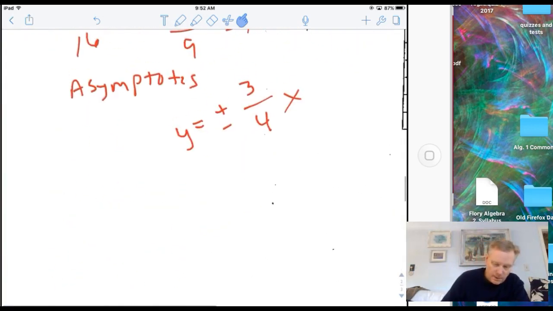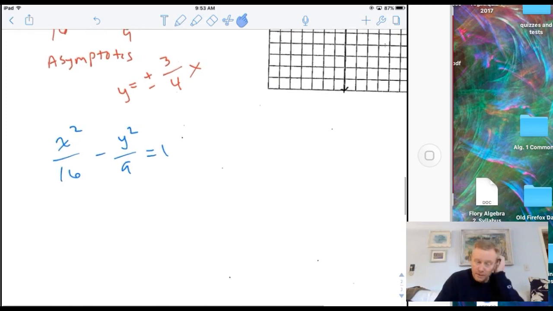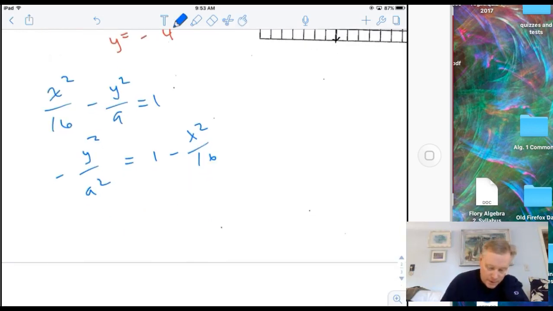If I was to take that equation, x squared over 16 minus y squared over 9 equals 1, and I wanted to put it in my graphing calculator, your graphing calculator needs y alone. So if I took 1 and subtracted x squared over 16 from both sides, I'd get negative y squared over 9 equals 1 minus x squared over 16. Change all the signs around, so then this would be y squared over 9 equals x squared over 16 minus 1.